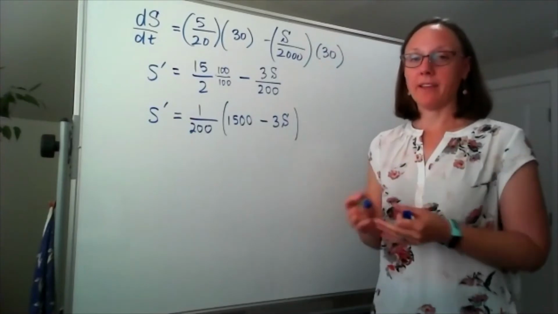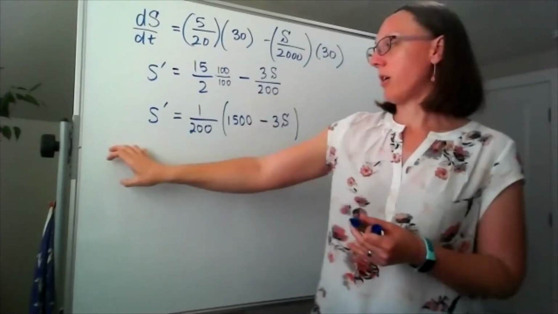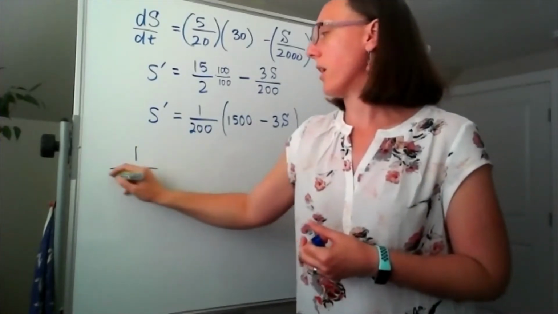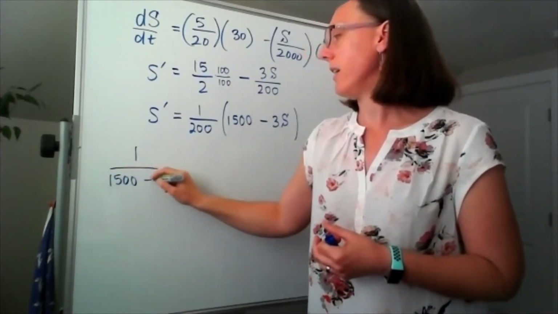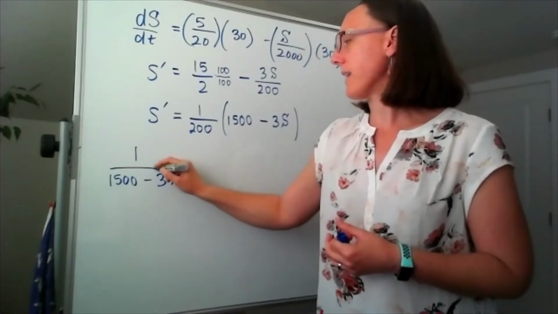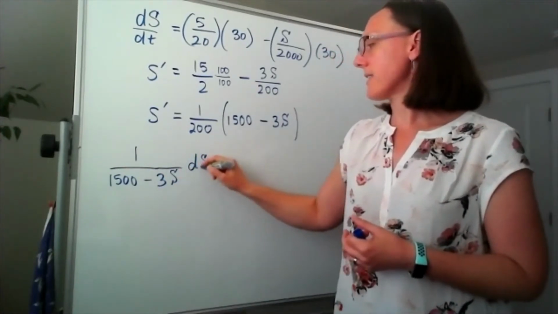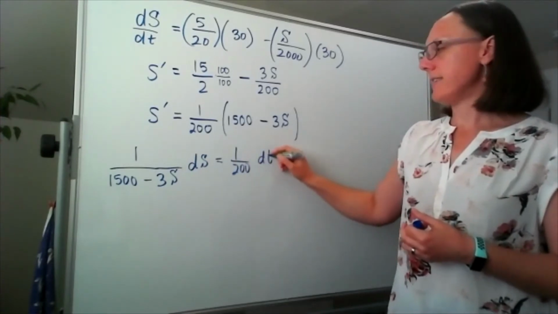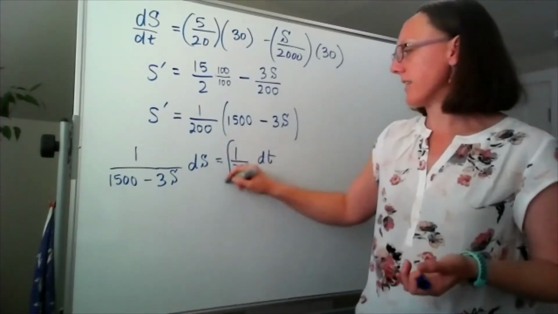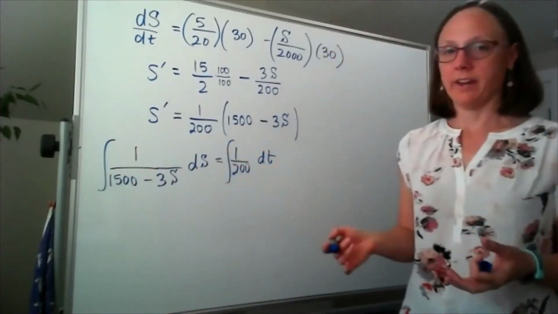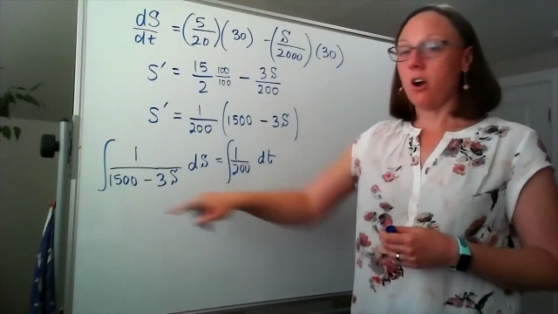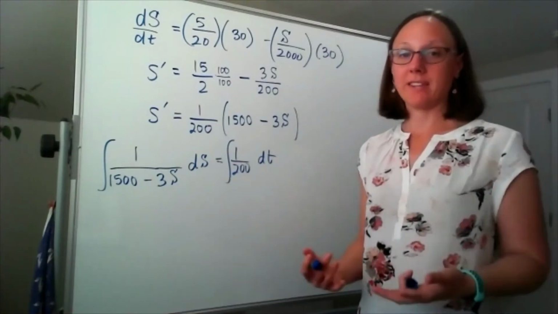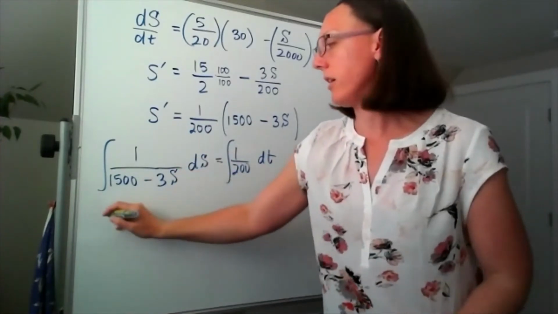Now I can separate this by moving this whole term to the other side. So I can say 1 over (1,500 minus 3s) ds is equal to 1 over 200 dt. And then both of these sides are ready to go with an integral. On the left-hand side here, I have a linear term in my denominator. So I know that's going to lead us to a natural log.